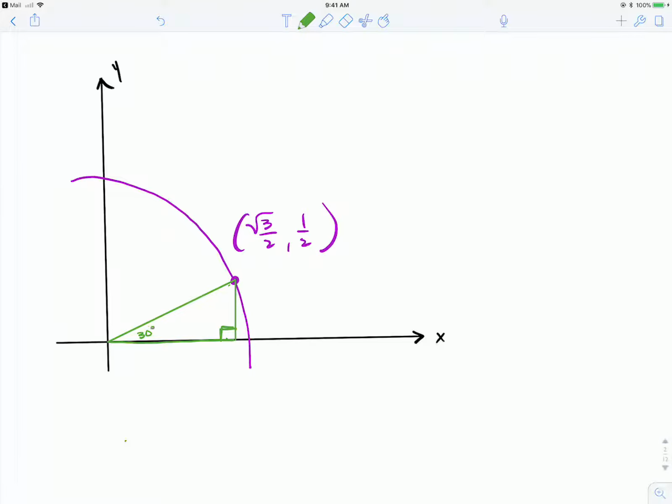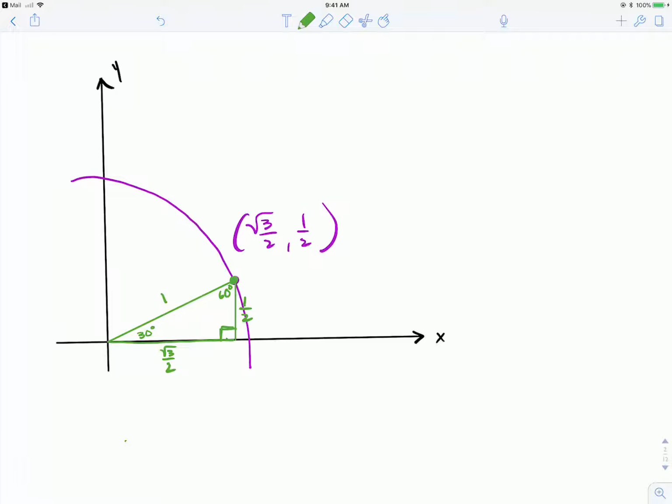This angle would be 30 degrees, this angle 60 degrees. And because we are looking at a unit circle, we know the radius of the unit circle is 1. Therefore, the hypotenuse of the triangle was 1. The side opposite 30 degrees is 1/2, and we derived that. And then the side opposite 60 degrees would be root 3 over 2, which is how we got that point, root 3 over 2 comma 1/2.